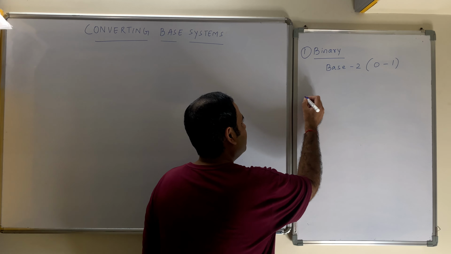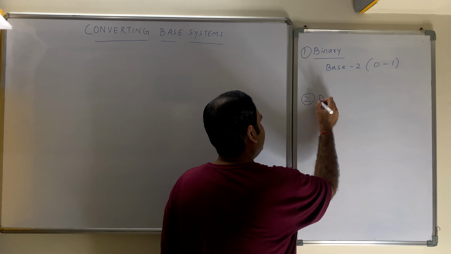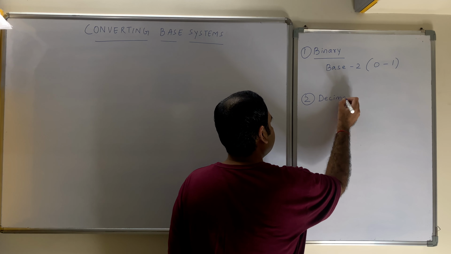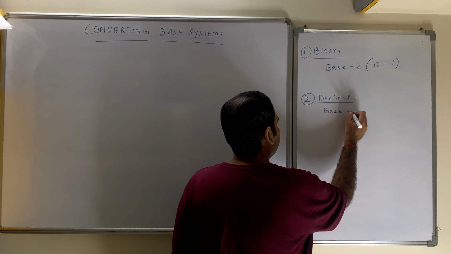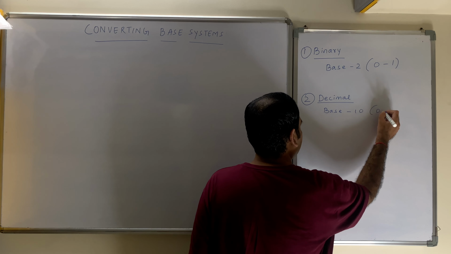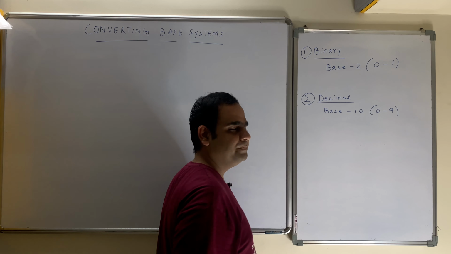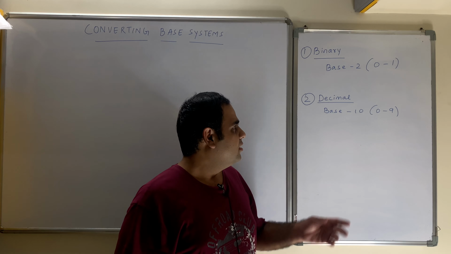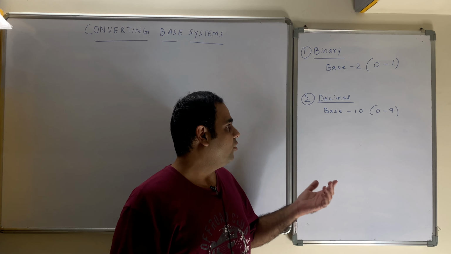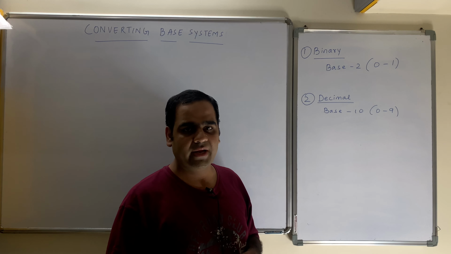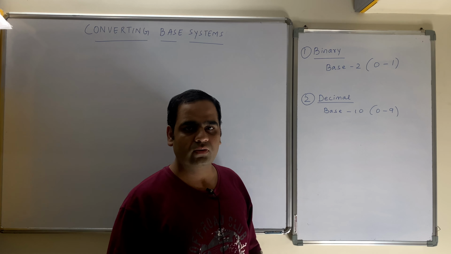The second system that we have is the decimal system. Now this decimal is base 10 system. That means we can use from 0 to 9. Normally we use decimal system in our day-to-day life, that is base 10 system from 0 to 9. All the numbers are made up from 0 to 9.